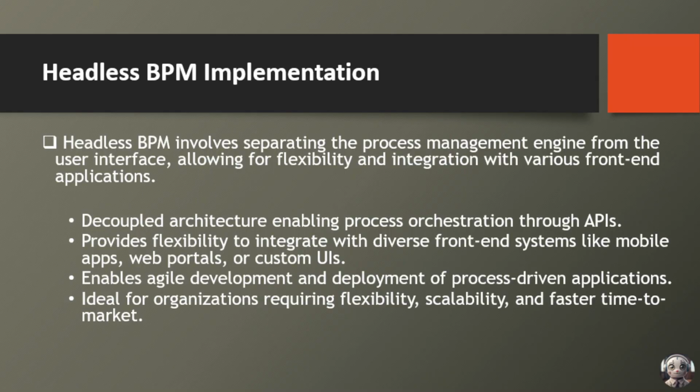On the other hand, the headless business process management implementation approach decouples the process automation and management capabilities from the user interface layer. It has an architecture that separates the core process engine from any front-end applications, exposing process services through APIs instead of bundled UIs. This allows the process layer to flexibly integrate and orchestrate processes across a diverse range of user touchpoints, be it mobile apps, web portals, conversational interfaces, or custom applications.